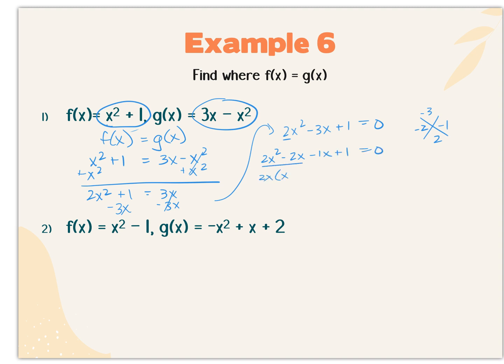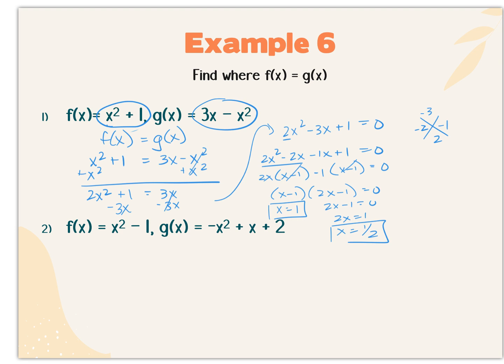GCF of the first one. GCF of the second one. This becomes my first GCF, and then 2x minus 1. So x equals 1, that's one solution, and 2x minus 1, so that's 2x equals 1, so x is a half. So these are the two values of x that will make the equation on the left equal the equation on the right, or that'll make f of x equal g of x, okay?